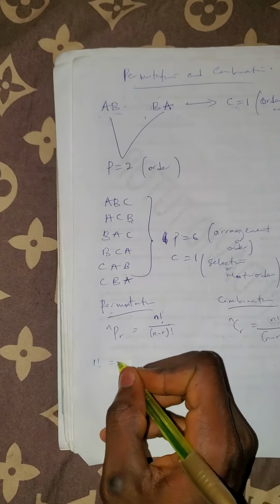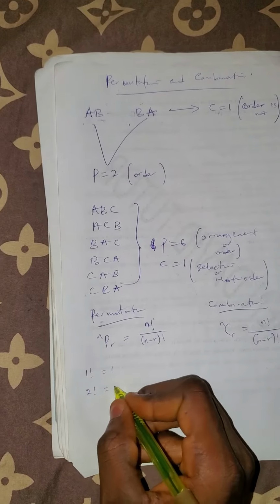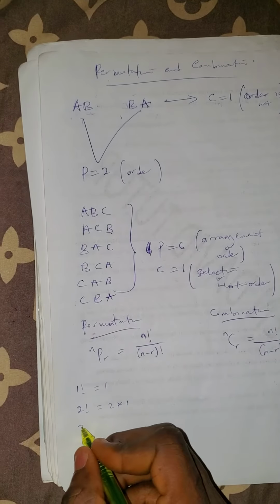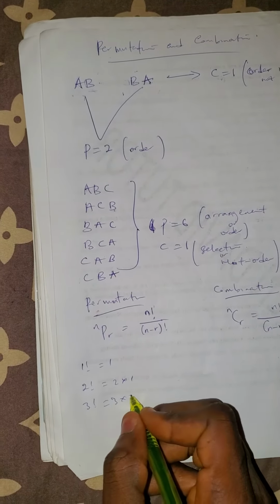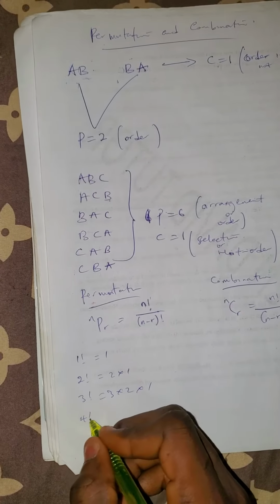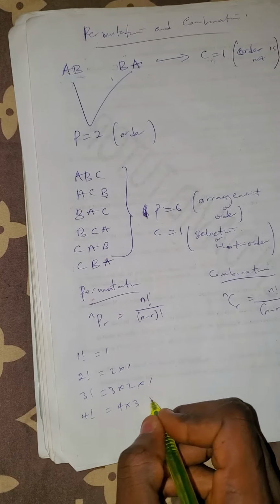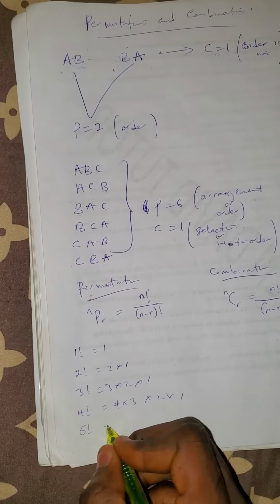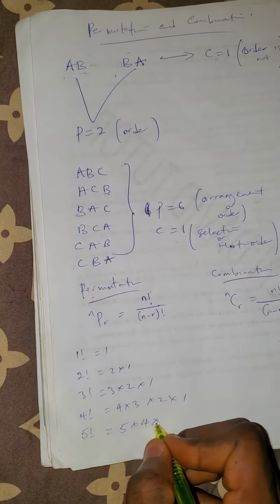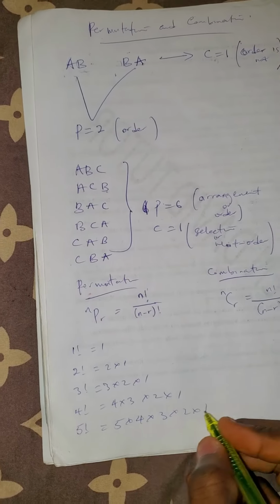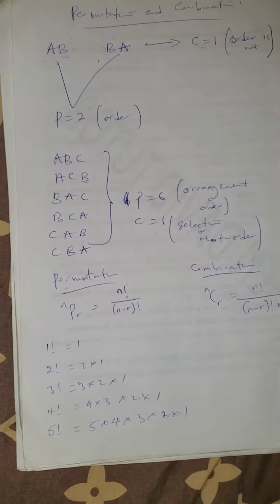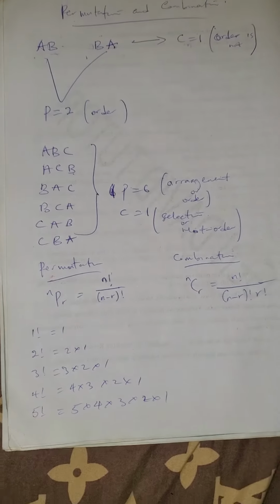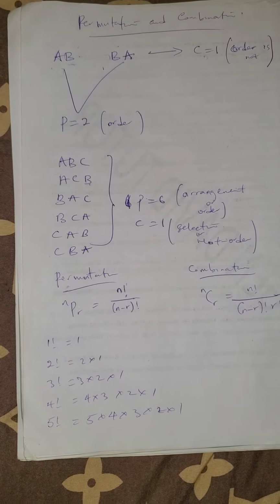Now 1 factorial is equal to 1. 2 factorial is 2 times 1. 3 factorial is 3 times 2 times 1. 4 factorial is 4 times 3 times 2 times 1. Even 5 factorial is 5 times 4 times 3 times 2 times 1. 6 factorial will be 6 times 5 times 4 times 3 times 2 times 1. So that's all about this.